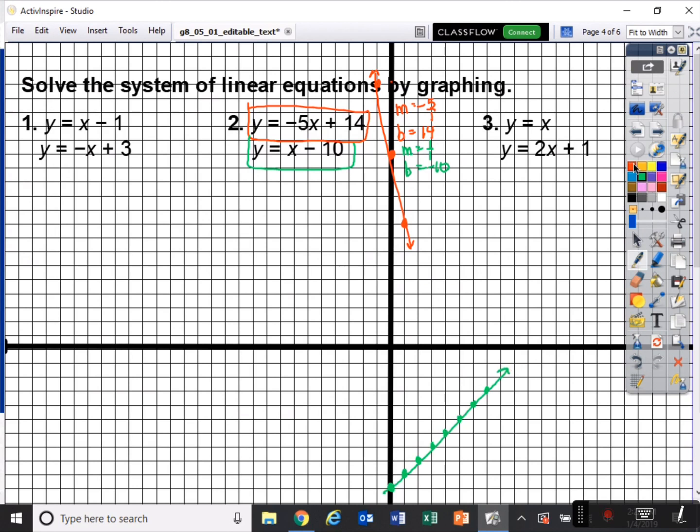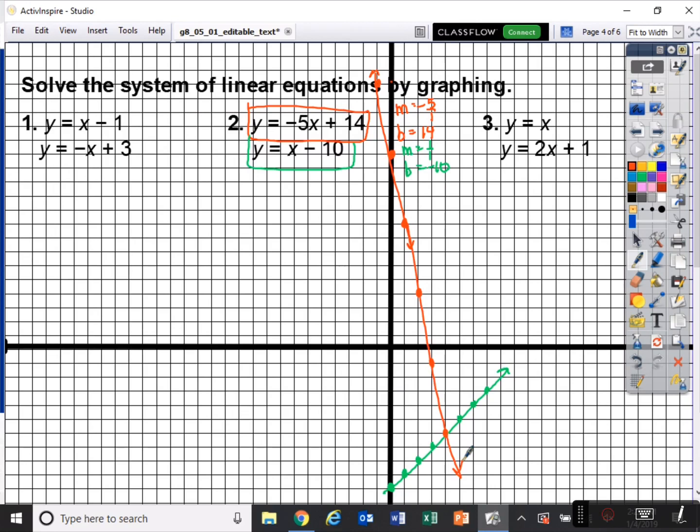Now I'm going to go back to my red because it hasn't hit it yet, right? I'm going to do that slope again. Remember the slope was -5/1. So down, 1, 2, 3, 4, 5 over 1. Still haven't hit it. Down, 1, 2, 3, 4, 5 over 1. Still not there. 1, 2, 3, 4, 5 over 1. And there we are.